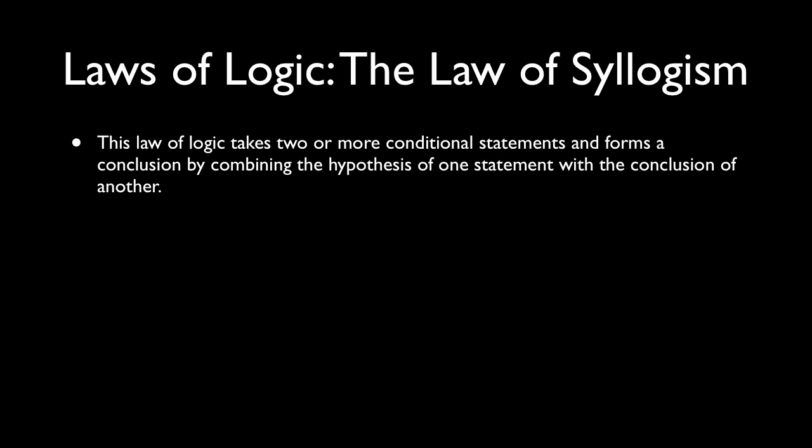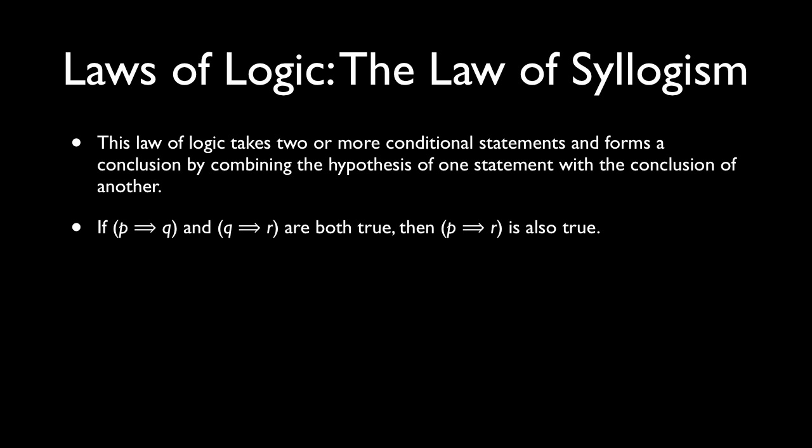The second law of logic is called the law of syllogism. This law takes 2 or more conditional statements and forms a conclusion by combining them, by combining the hypothesis of one statement with the conclusion of another. In symbols, if P implies Q and Q implies R, then P implies R. It's sort of a way of condensing many conditional statements into one.